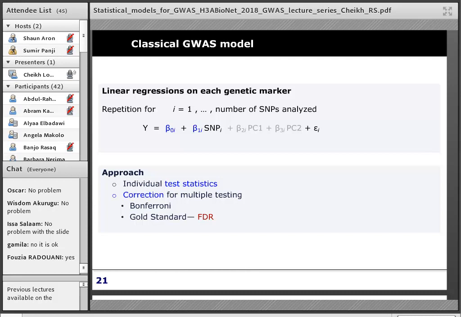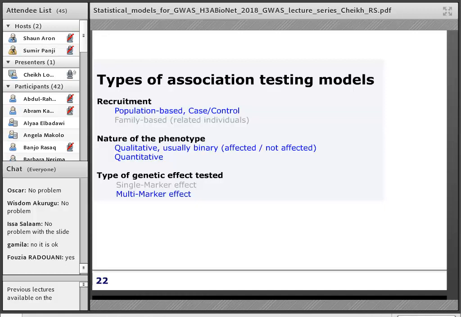And after that, as you are doing a repetition of testing from one to the number of SNPs, which can be several hundred thousand, you have to correct for this multiple testing. And later we will see how multiple testing is increasing the risk of false positives. We can see it later in this presentation. And we use Bonferroni or the gold standard, which is the false discovery rate.